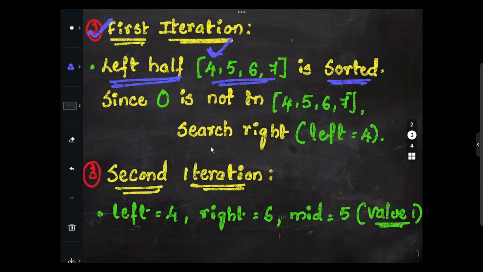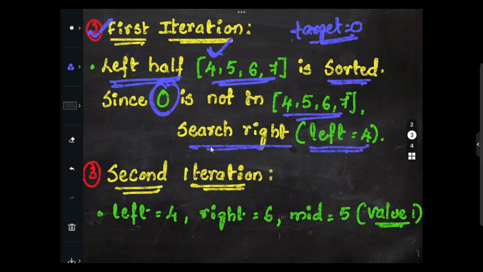Since 0 is not in 4, 5, 6, 7, we have to find the 0 itself. Target is 0, right? The target we have been given is 0 here. We have searched the first half, the left half, 4, 5, 6, 7. Since 0 is not present in 4, 5, 6, 7, we have to search right. So we will be going with the right half.